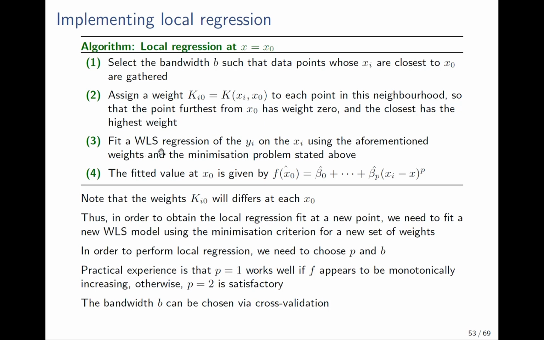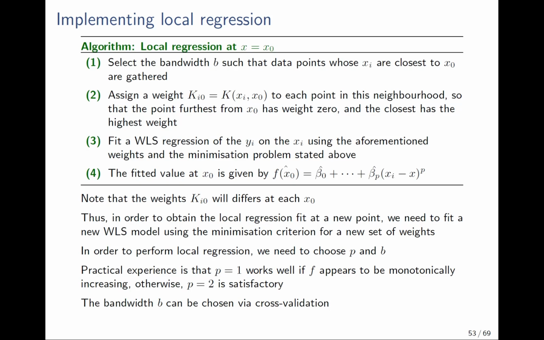We then fit a weighted least squares regression of y on x using the weights derived from the kernel process and the minimization problem stated above. That's just a weighted least squares regression problem. And the fitted value at x0 is then just given by the fitted value of the regression function at that point. Now the weights that we use will differ at each point of interest, and therefore in order to obtain the local regression fit at a new point, we need to fit a new weighted least squares model using the same minimization criteria but for a new set of weights.